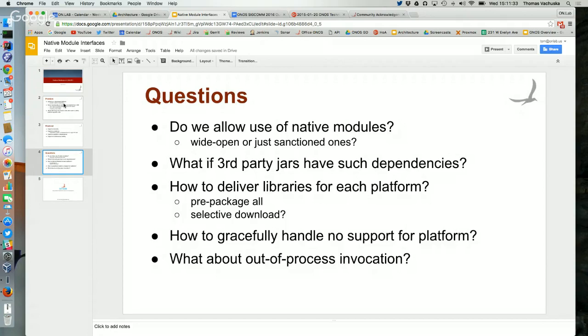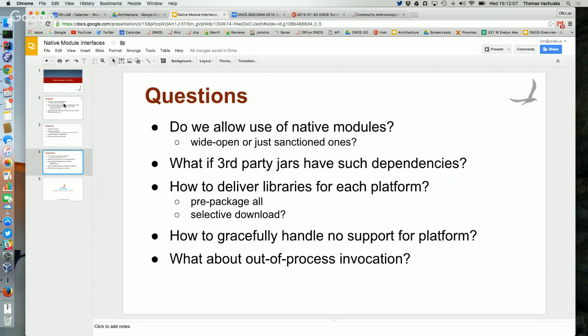Okay, so I'm here posing these questions. Let's go through these questions at least, and then we can have an open discussion that addresses some of these things. So do we allow this, or promote it? Let's say we don't, or what if a third-party library has such a dependency, which is the case we came across. We are directly using just Java, but that Java, in order to accomplish its goals, needs platform-specific libraries available. How do they get delivered? Do they get prepackaged, or selectively downloaded?